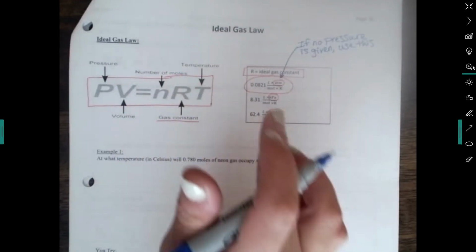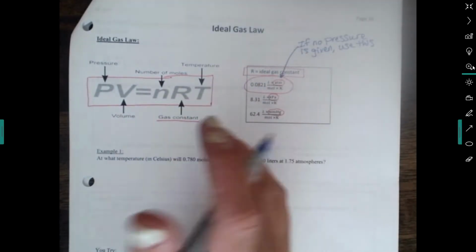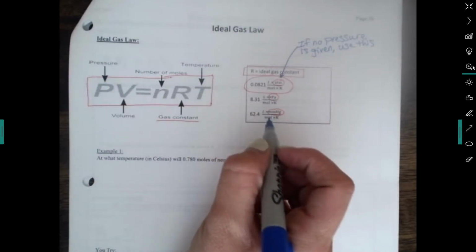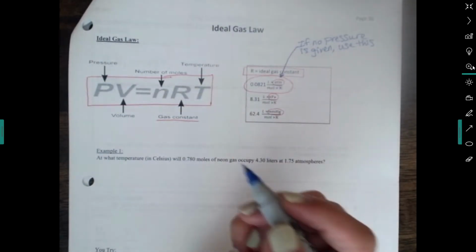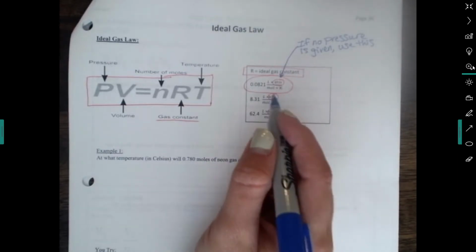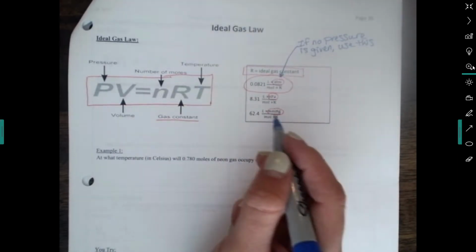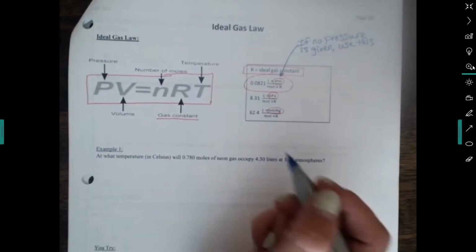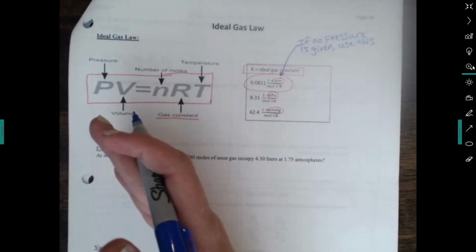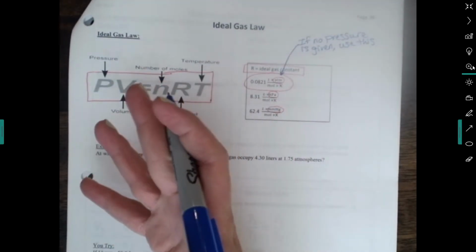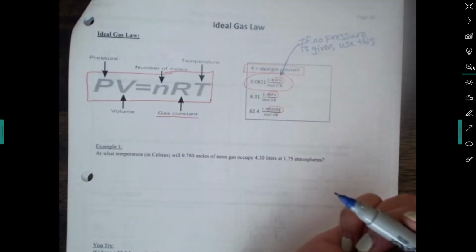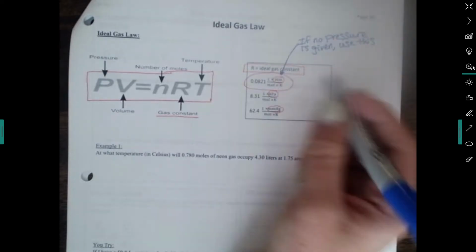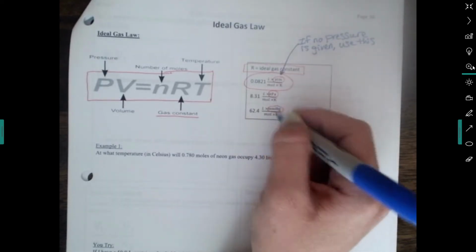In every other situation, whatever pressure is given in will tell you which one of these three to use. If pressure is given in atmospheres, you use this one. If the pressure in the problem is given in kPa, you use this one. If the pressure given in the problem is in millimeters of mercury, you use this one. But if you're asked to solve for pressure and you don't know what units to solve pressure for, just use the top one and do ATM. So you're going to look at your pressure units to figure out which of these three to use.